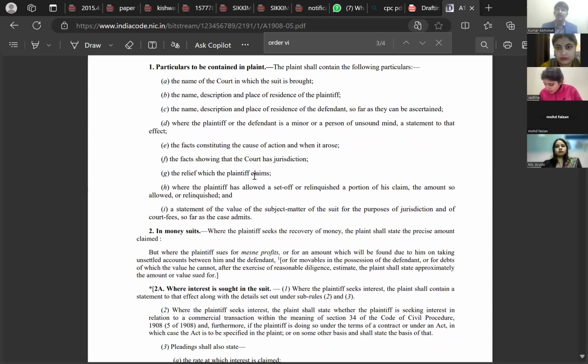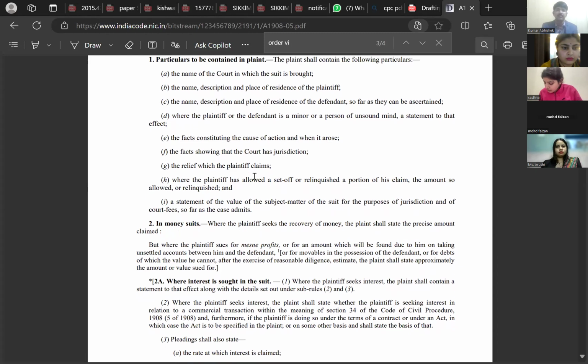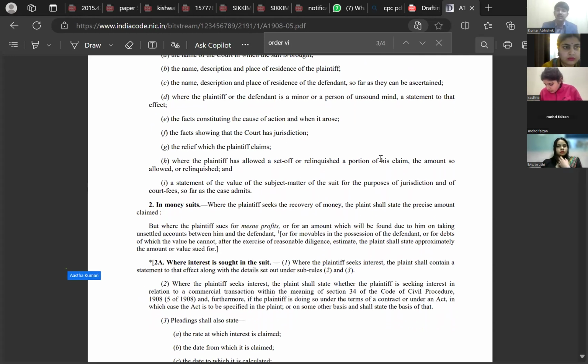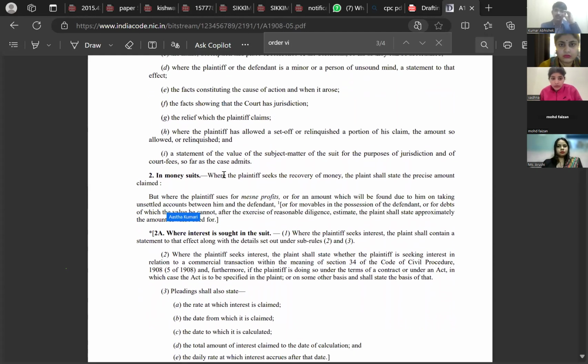Then our prayers are stated. But all these material things should be contained in that particular plaint. If it is missing, then the plaint will be incomplete. Then, where the plaintiff has allowed a set-off or relinquished a portion of his claim, the amount so allowed or relinquished. So all the things should be on the record.